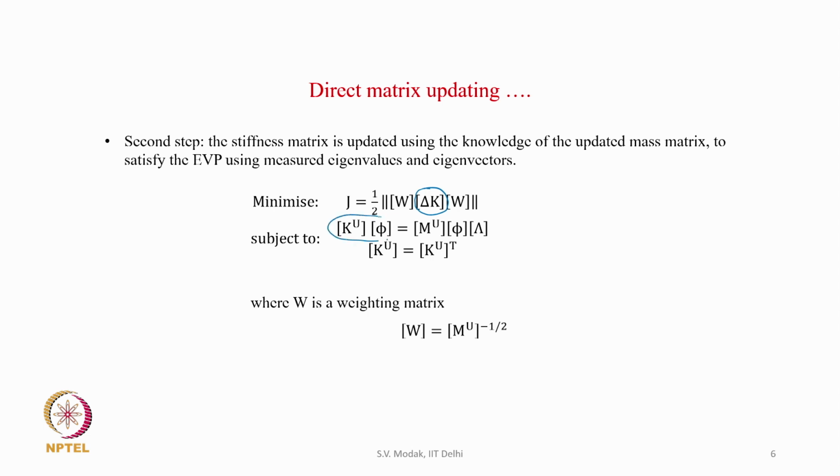So, this is that eigenvalue problem. Here this is the matrix of measured eigenvalues, and this is the measured eigenvector matrix. Ku is the updated stiffness matrix, Mu is the updated mass matrix which was obtained at the end of step 1. So, Mu is known here, it is only the Ku which is not known.